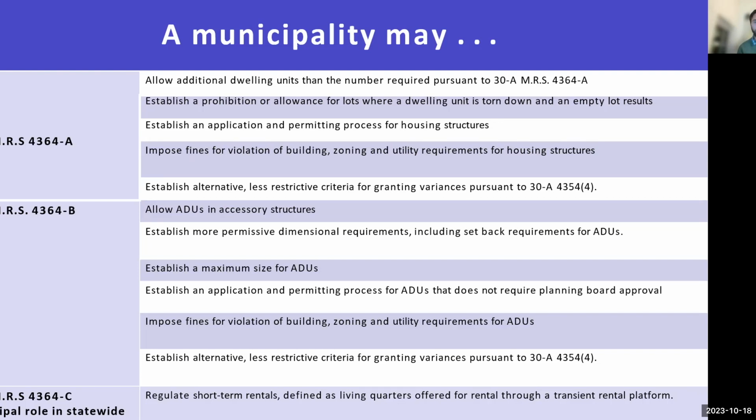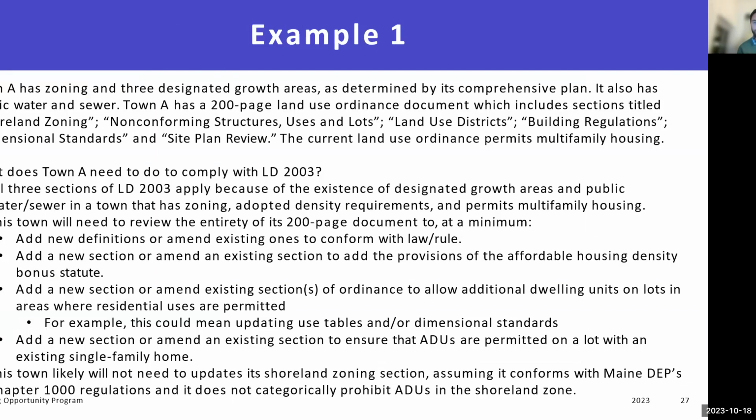In general, you could think about how to think about short-term rentals and how they relate to any of these new developments that a landowner could create. So switching gears one last time, I have 3 different examples that kind of go over what that could look like. So Town A has zoning and 3 designated growth areas. It also has public water and sewer and a 200-page land use ordinance document.